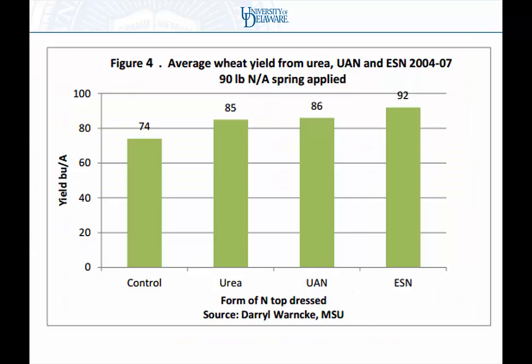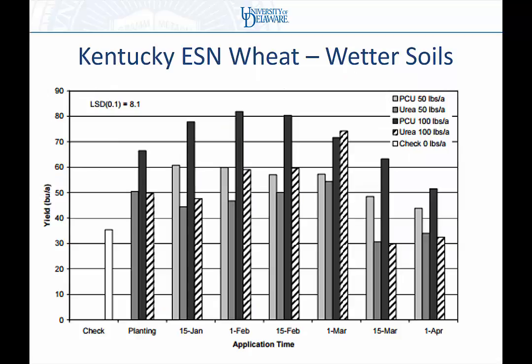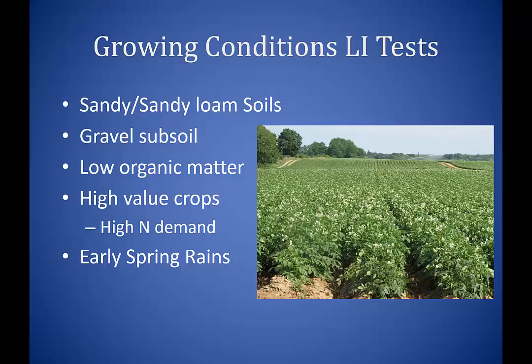Other states have seen the same thing in wheat, where you've got a benefit of applying part of your nitrogen as ESN. This is from Kentucky on wetter soils, really seeing a good benefit here. So it seems to have a really decent benefit in wheat. Not corn, that's a little more hard to justify.